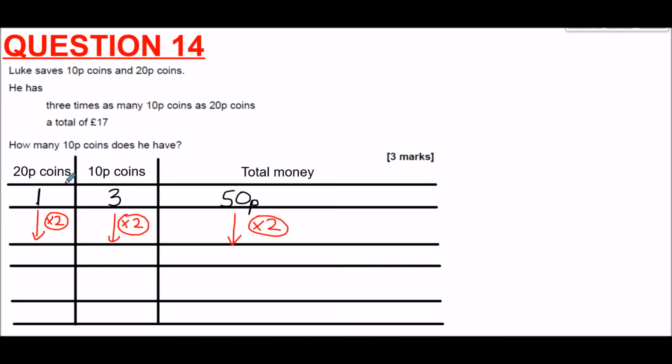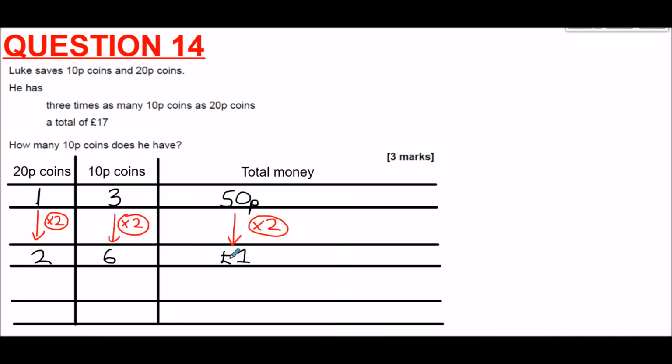So if we had 2 20p coins, 3 times as many as 2 is 6. Like I said, 3 times 2 anyway. That would give us £1. Feel free to check it. 2 20p's would be 40p. 6 10p's is 60p. 40 plus 60 gives you £1.